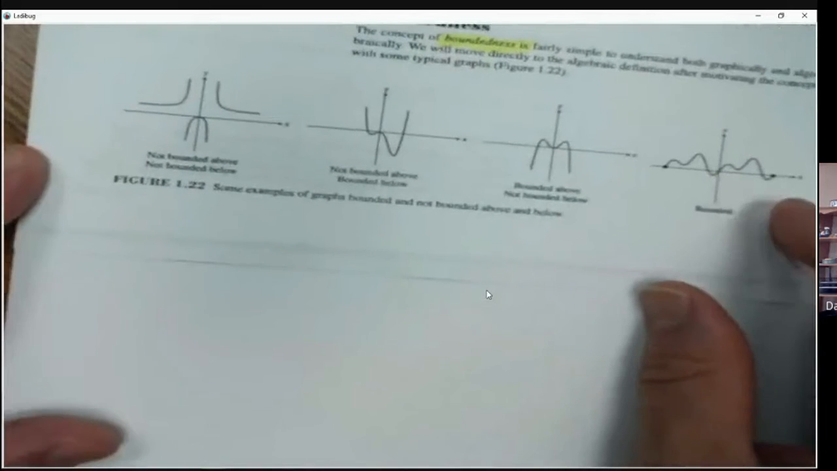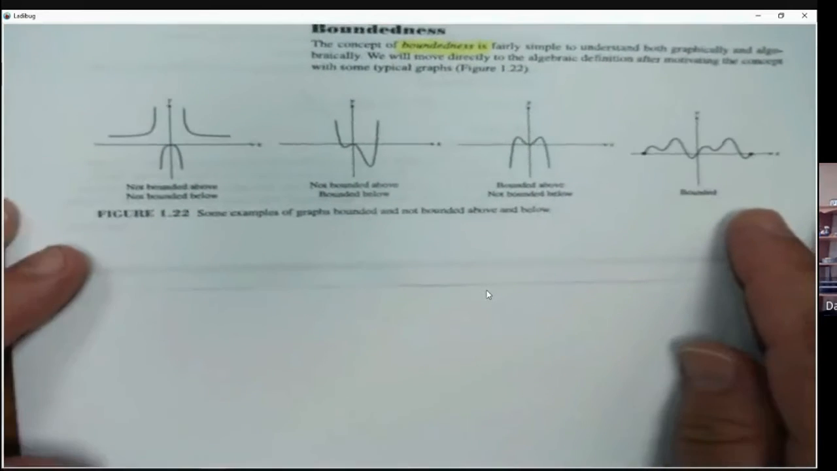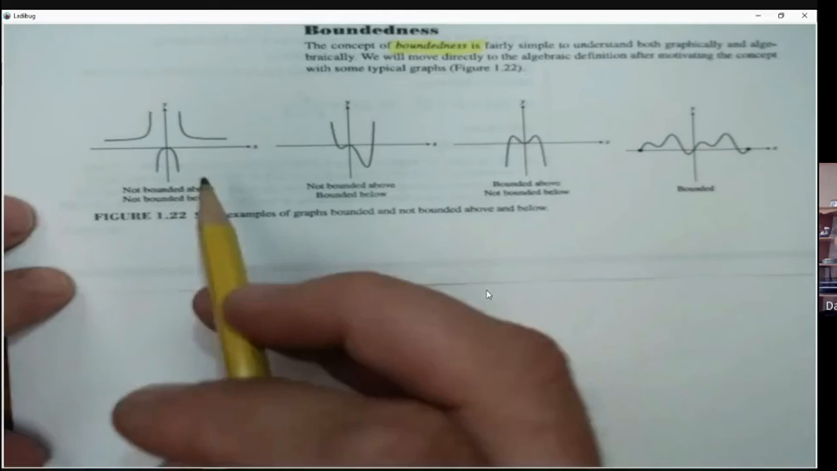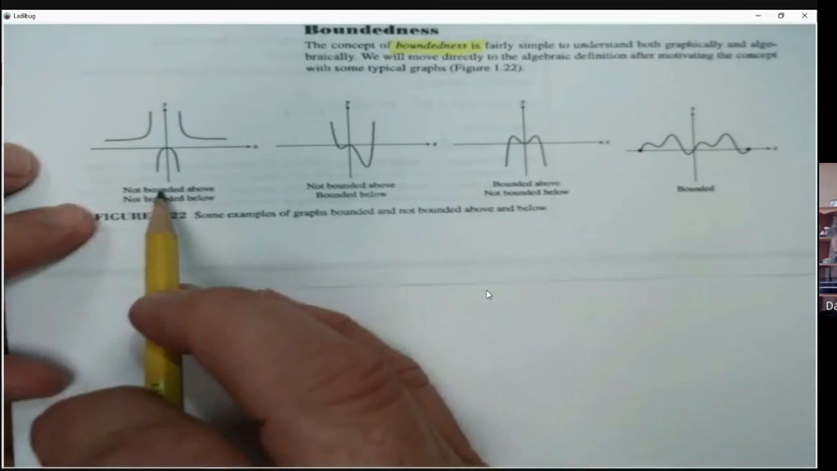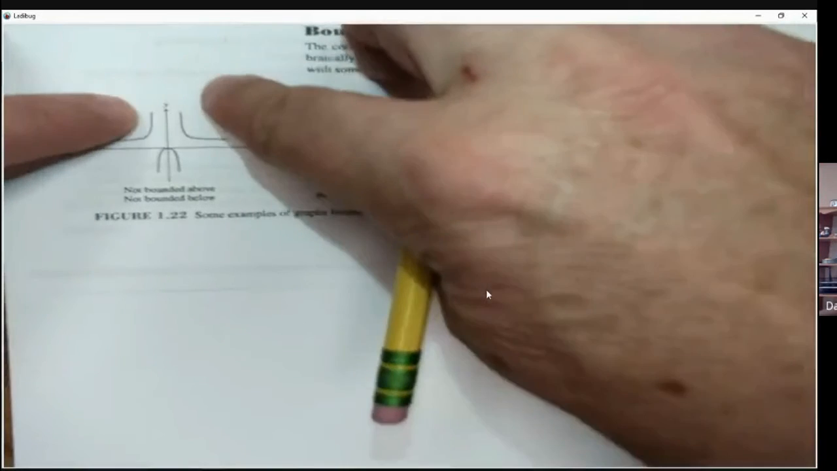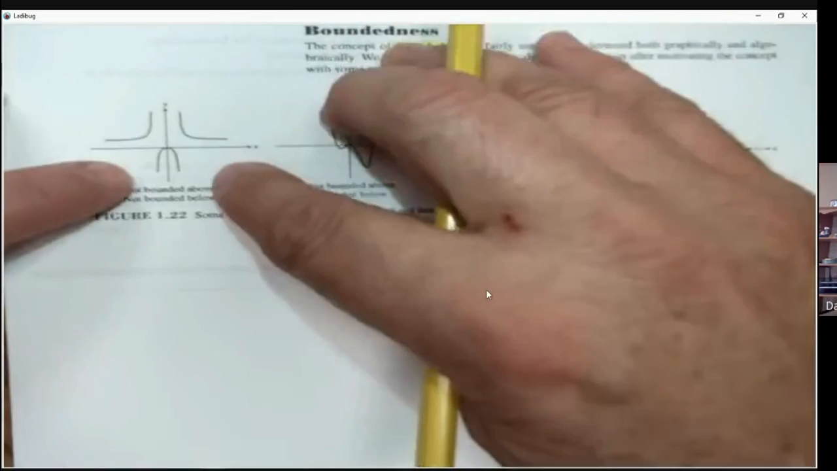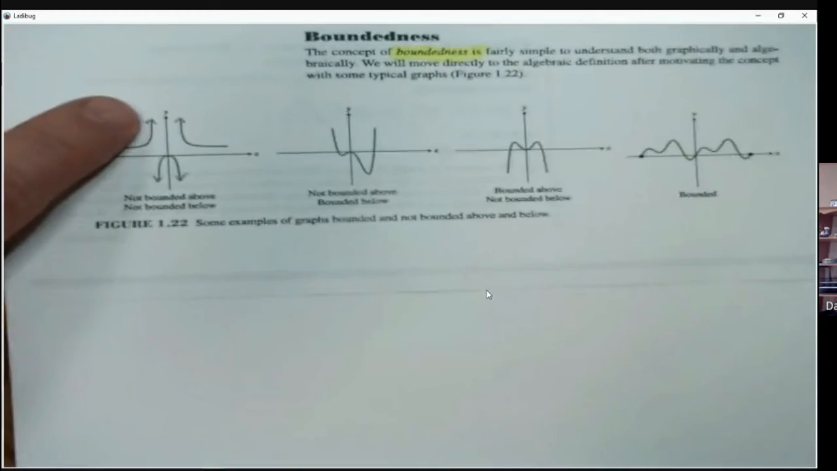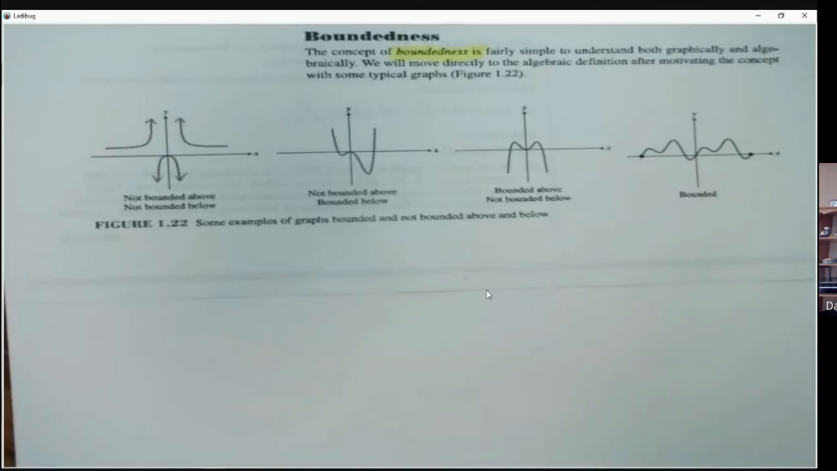It gives us some example graphs in our text here. So boundedness. If we look at this, it says not bounded above or not bounded below. That means there's not a maximum, so it's not bounded above, and it's not bounded below. There's not a minimum. That graph keeps going. They didn't put the arrows on there, but it's assumed that it keeps going. So it's not bounded anywhere. There's no limits. Bounded you can also think of as like a limit. Is there a limit to it?